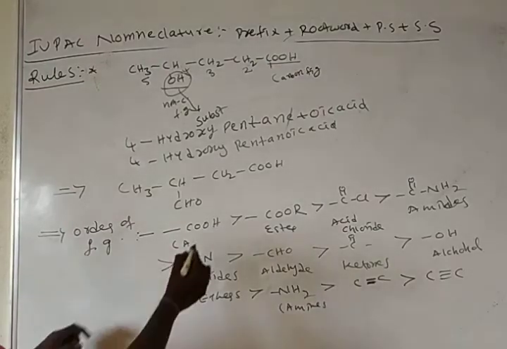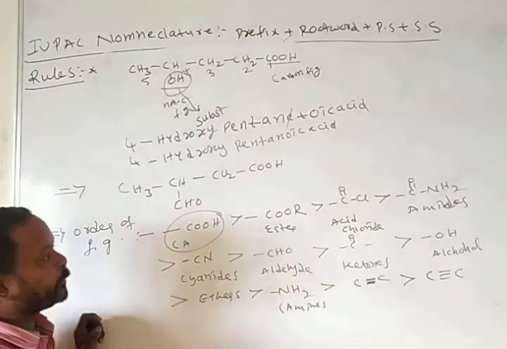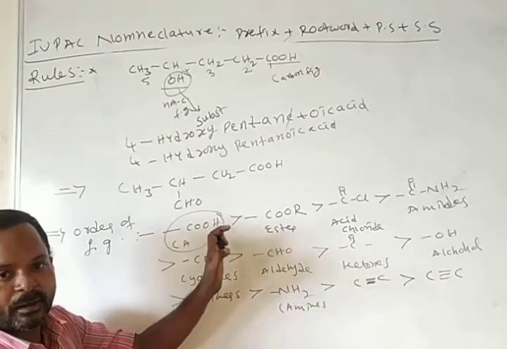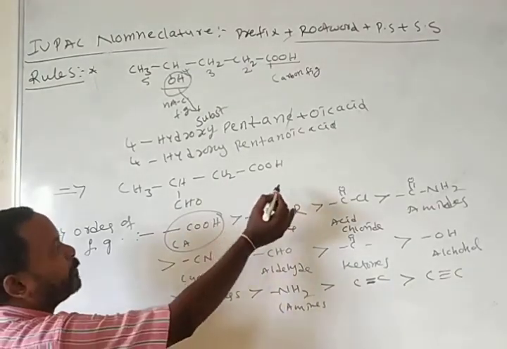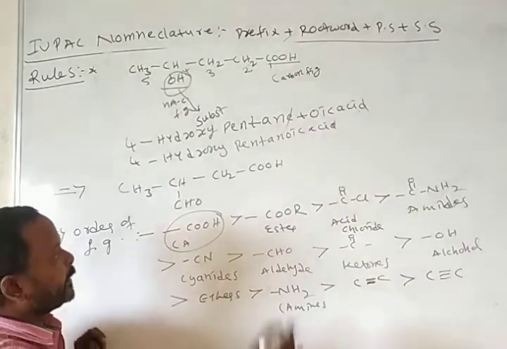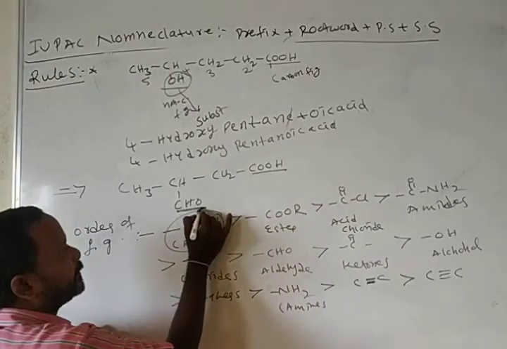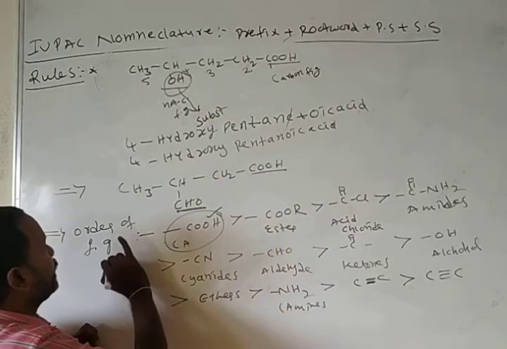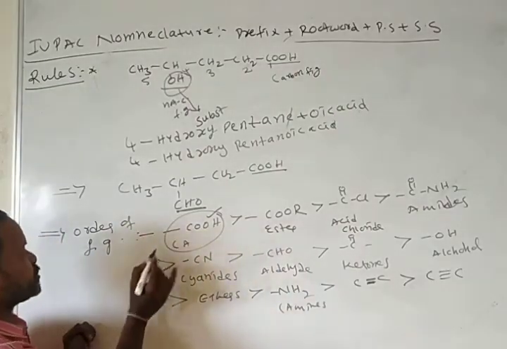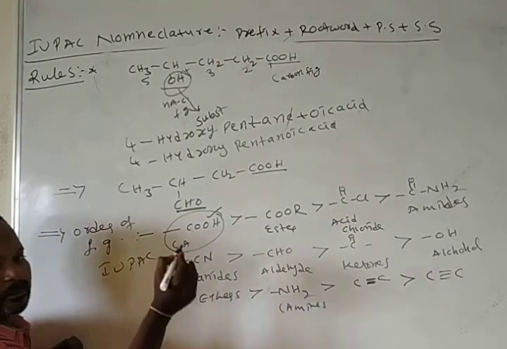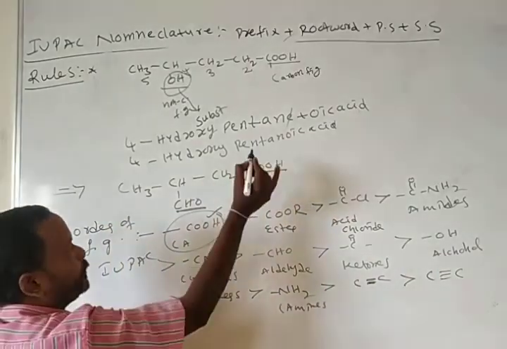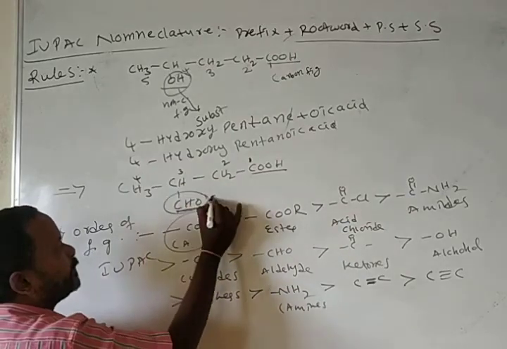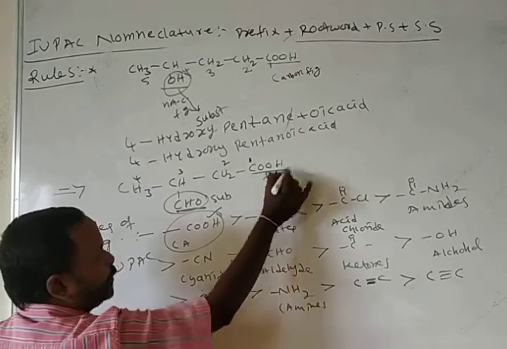This is the highest priority group. If a carboxylic acid is present in any organic molecule, you should start with the carboxylic acid only. The remaining groups we consider as substituents. Here a carboxylic acid and an aldehyde are present. Give the preference to the carboxylic acid according to the order of functional groups given by the IUPAC system. Number it 1, 2, 3, 4. Then the aldehyde becomes a substituent.